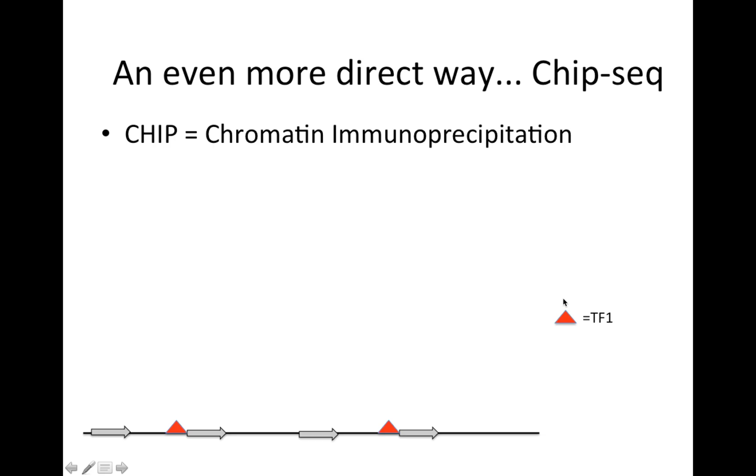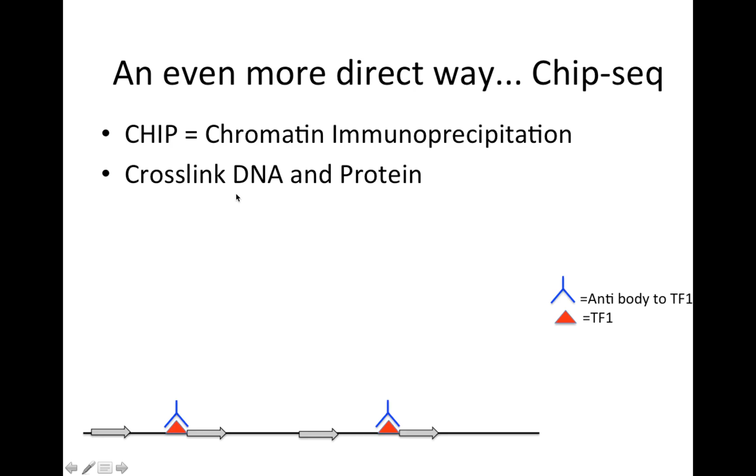Okay, so we've got our transcription factor. We're going to raise an antibody to it. So now we've got this grabber. Now when we add this antibody to our cell, it's going to go and bind the transcription factor wherever that is binding to the DNA. So now we can cross-link the DNA and the protein. That just means cause covalent bonds between the DNA and the protein so that it'll stay together despite the fact that we're going to disrupt the solution in various ways.